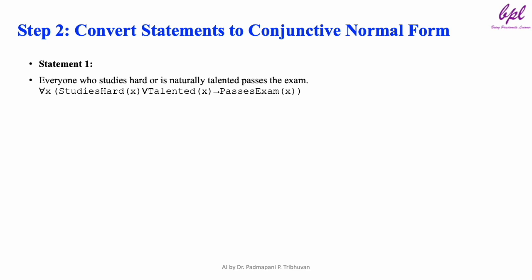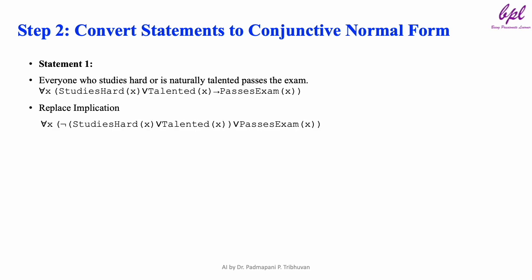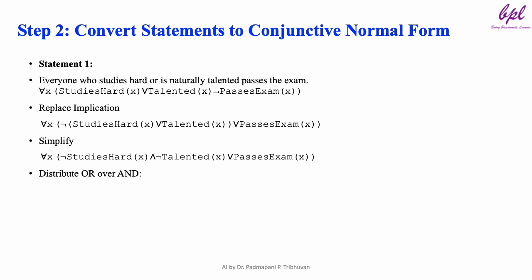Step 1 would be to replace implication. Implication can be written as a disjunction, meaning A implies B can be written as not A or B. This gives us for all x, if x does not study hard, or x is talented, or x passes the exam. Step 2 is simplify: apply De Morgan's law to the negation of the disjunction. So the statement would be for all x, x does not study hard, and x is not talented, or x passes exam. Third step is distribute OR over AND.